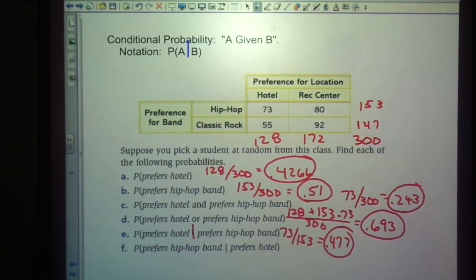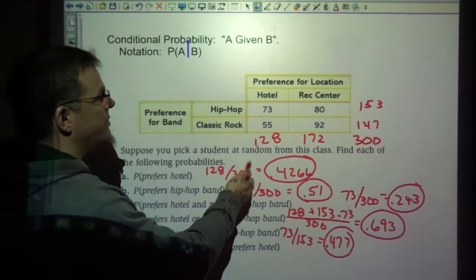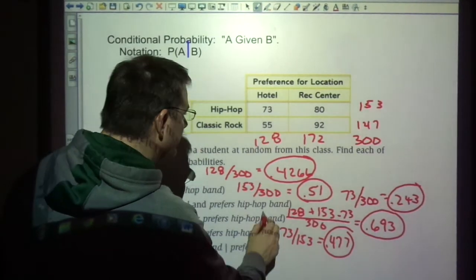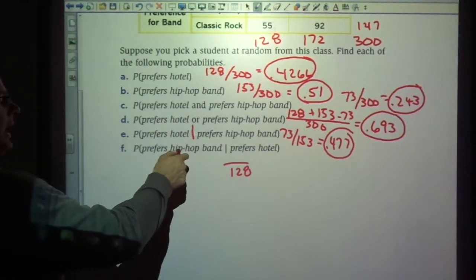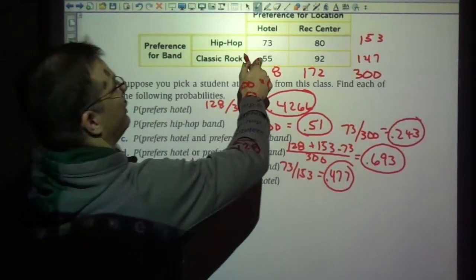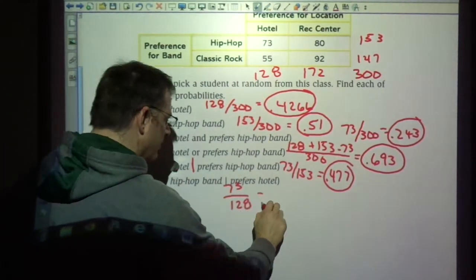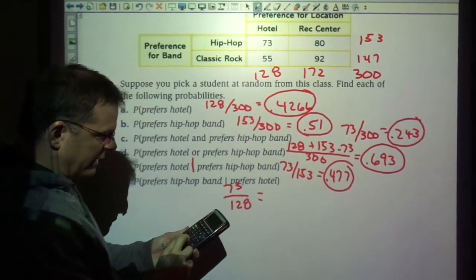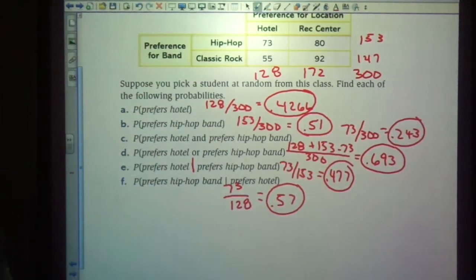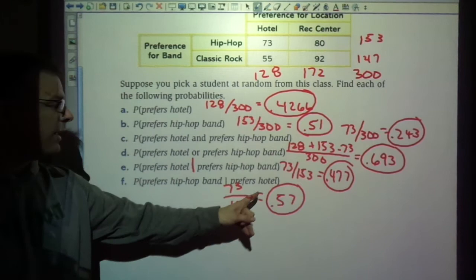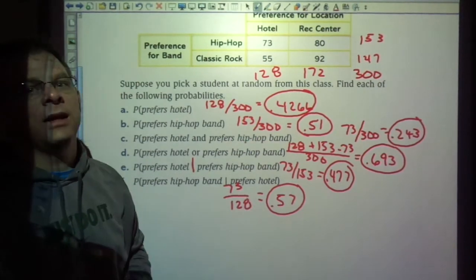And the last one, what's the probability that you prefer hip-hop given that you prefer a hotel? If we know that you prefer a hotel, you're one of these 128, what's the probability that when we ask you, you'd say, I like hip-hop music? There were 73 people in the hotel group that like hip-hop music. So 73 divided by 128 is 0.57. That's how conditional probability works. What's the probability that you like hip-hop given that you like a hotel? Well, that's out of the hotel people first. What's the probability that we find somebody that likes hip-hop?